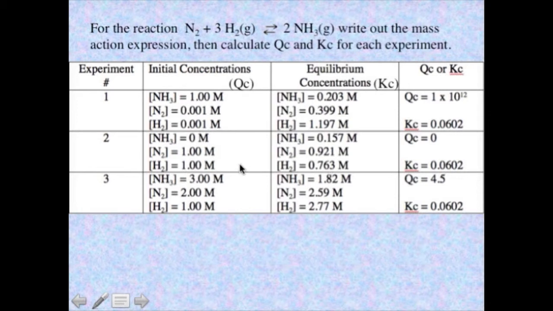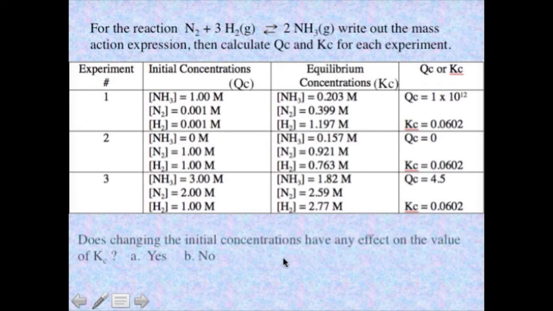In experiment 2, the initial concentrations are 0 for ammonia, 1 molar for nitrogen, and 1 molar for hydrogen. Q turns out to be 0. And the equilibrium concentrations yield an equilibrium constant of 0.062. And experiment 3, same thing. Wildly different initial concentrations yield a Q value of 4.5. But at equilibrium, with these values, K equals 0.0602.